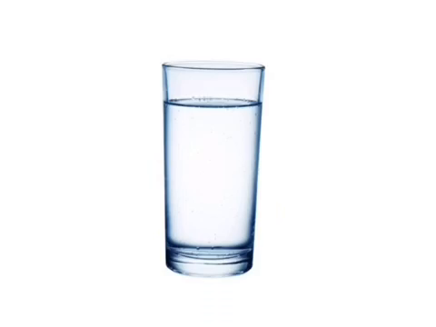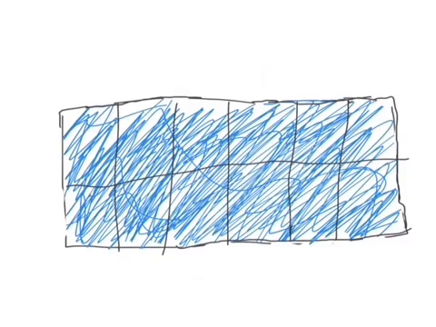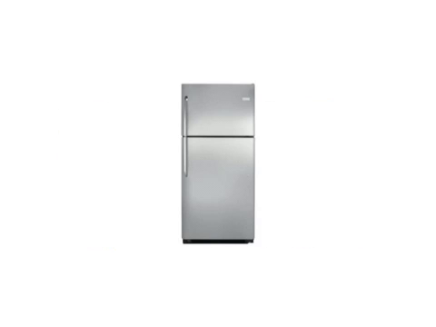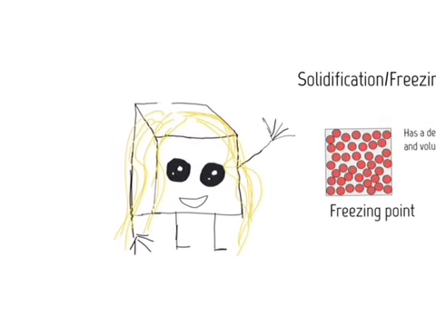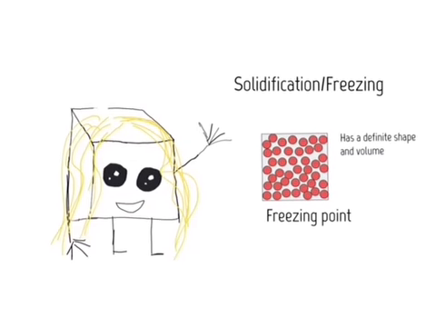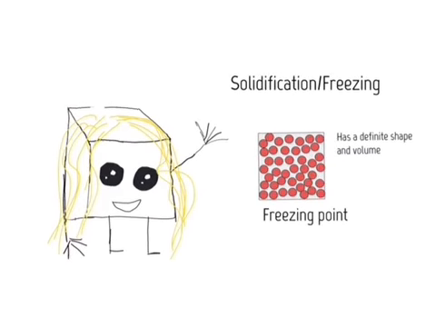At first, she was water, or a liquid. She was put into an ice cube tray, then put in the freezer. Now Emmy is an ice cube. An ice cube is also a solid. The process that she took from a liquid to solid is called solidification or freezing.